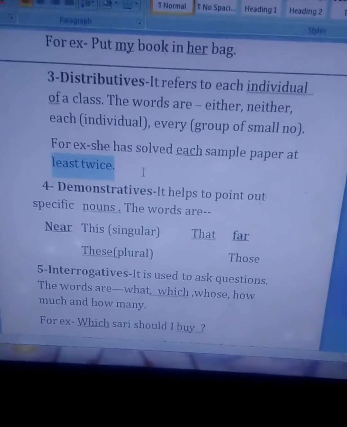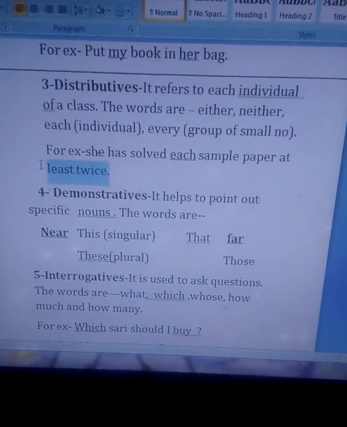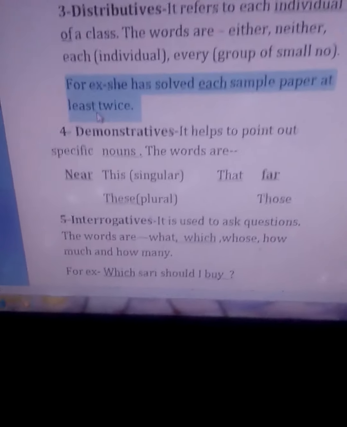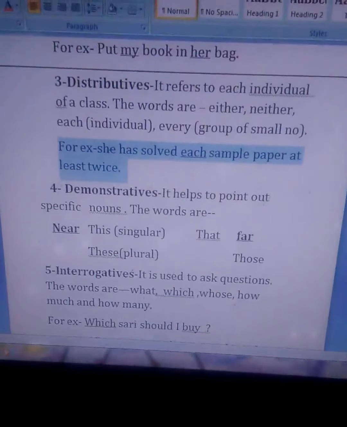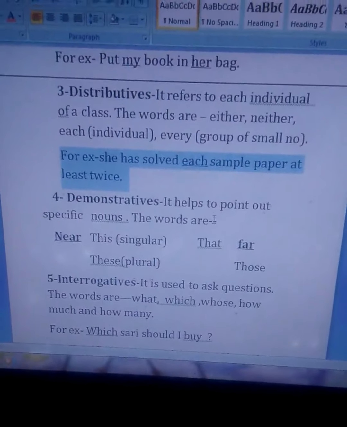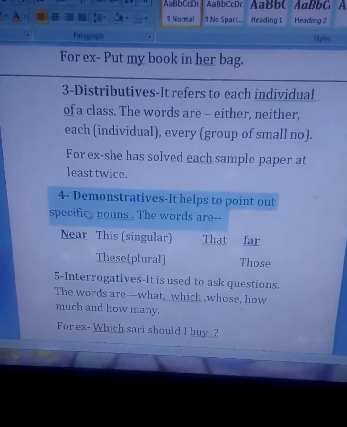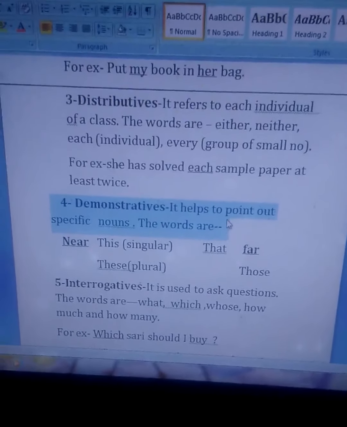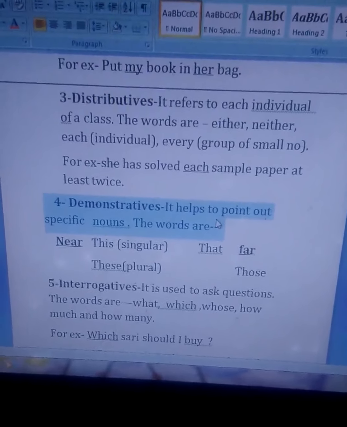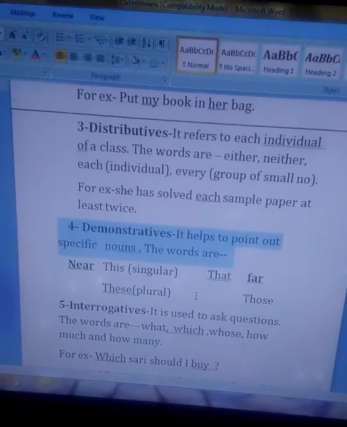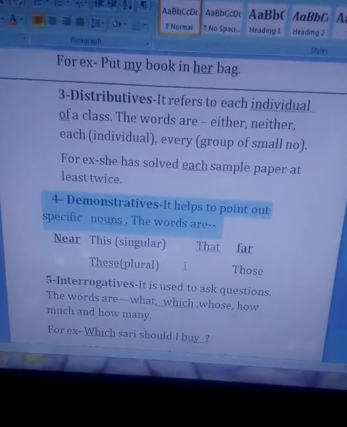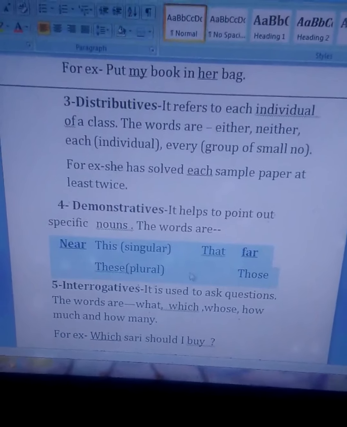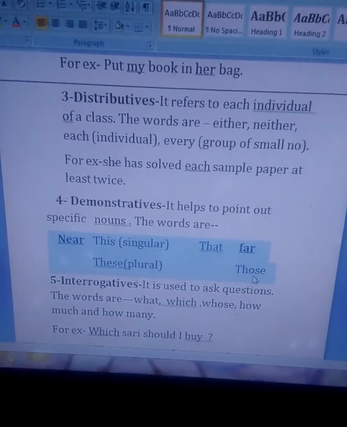For example, she has solved each sample paper at least twice. Now the next is demonstratives. It helps to point out a specific noun. It means it points out what is near and far. The words are this, that, these, those.